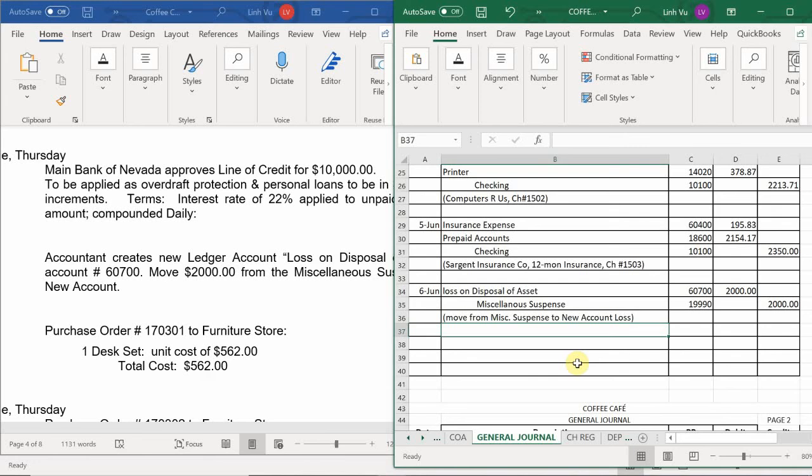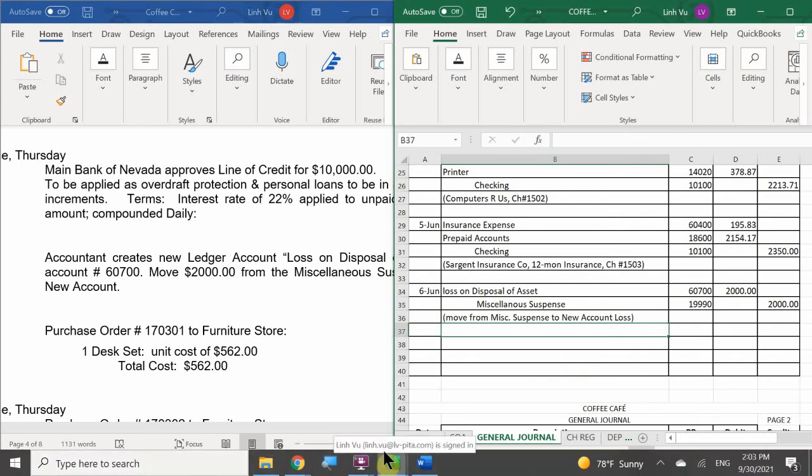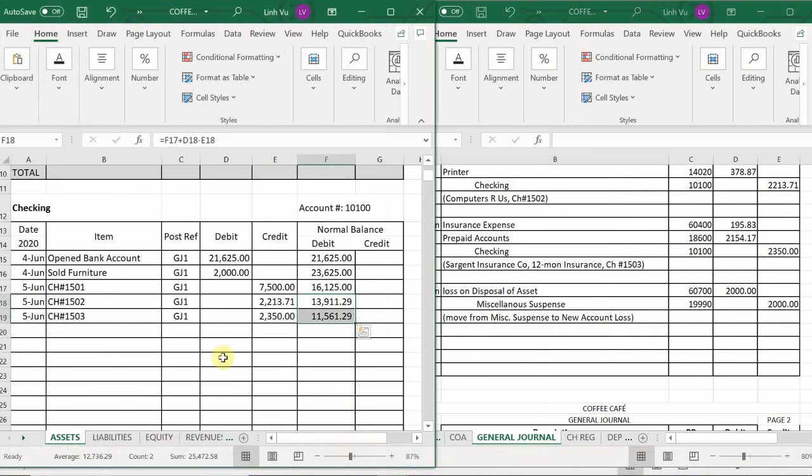Okay, I understand. Got it, no worries. All right, so there you go. I have my journal complete. So what do I need to do now? You go to the ledger and you write the miscellaneous that is going on the other side on credit.